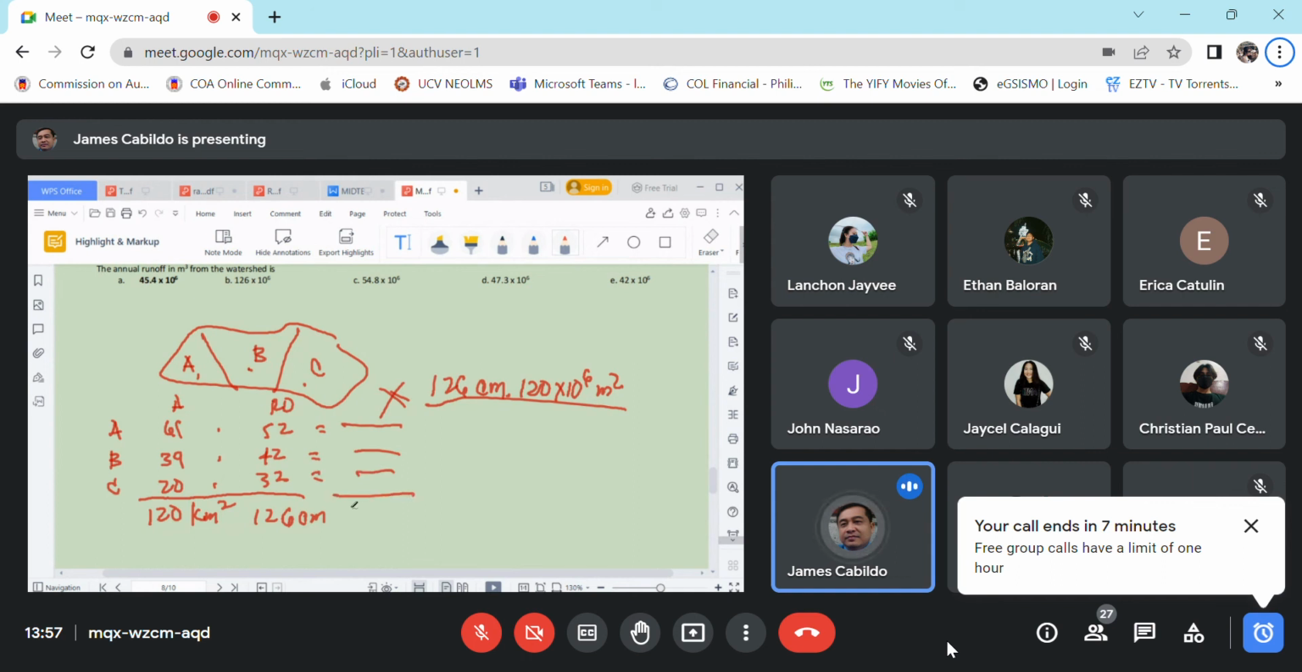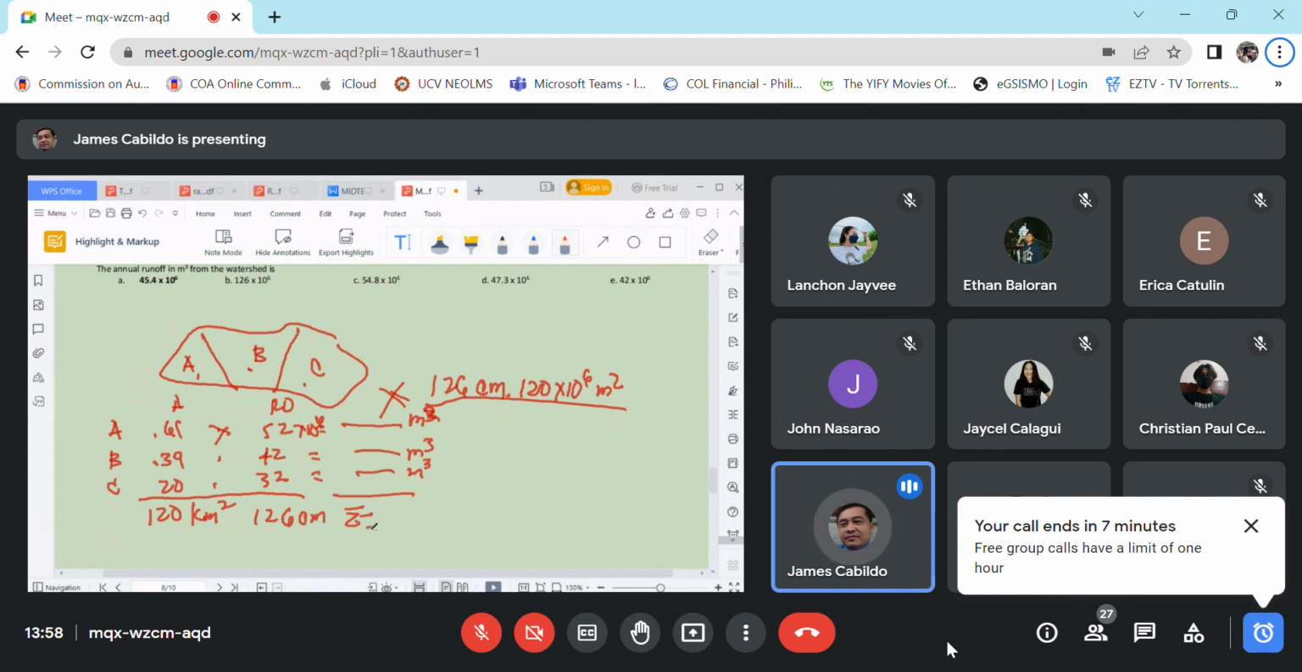And then take the summation. Okay, so 65 cm times 52 times 10 to the 6, or 0.65, no? 0.65 times 52 times 10 to the 6. Parang ganon, no? Ganon ang pattern. 0.39, kasi we're talking about cubic meters. So ang lalabas dito, cubic meters. Okay?